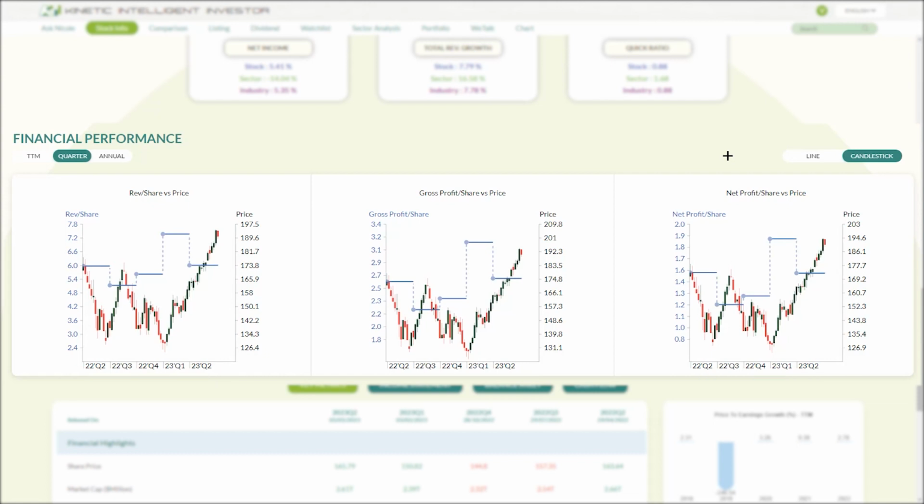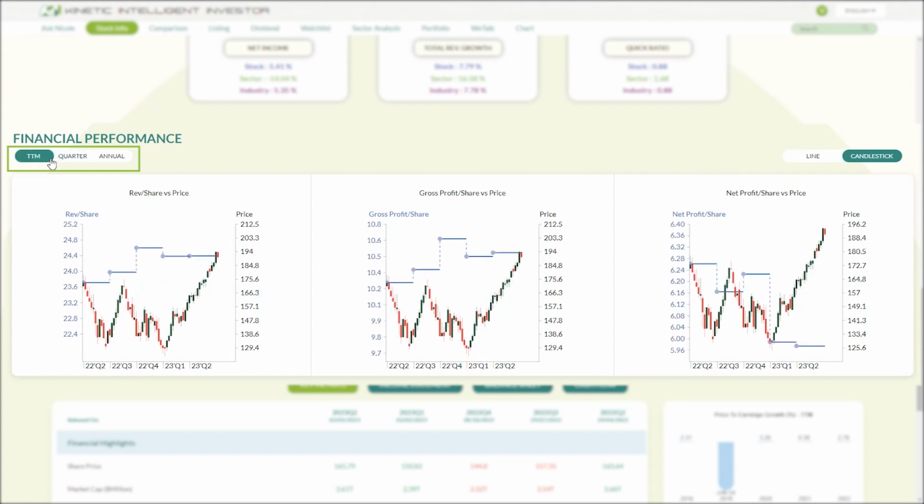So in a nutshell, this feature can help us to determine if the share price movement and changes are keeping pace with the financial performance by looking at where the share price is located with respect to the financial value per share. Also, if you're interested to look into different types of reports and period, you can just go to the top left corner and select the period you want, such as TTM, interim, or annual.